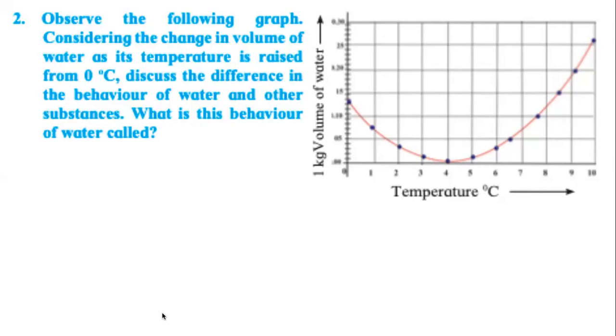Quickly answer in the chat box. What is this behavior of water called? We have been referring to this word from the last session. What is this word? Anomalous behavior of water. Very good. Keep your spellings correct. It is A-N-O-M-A-L-O-U-S. Check again and again in your dictionaries. Be careful about the spellings. Okay? That you have answered correctly.